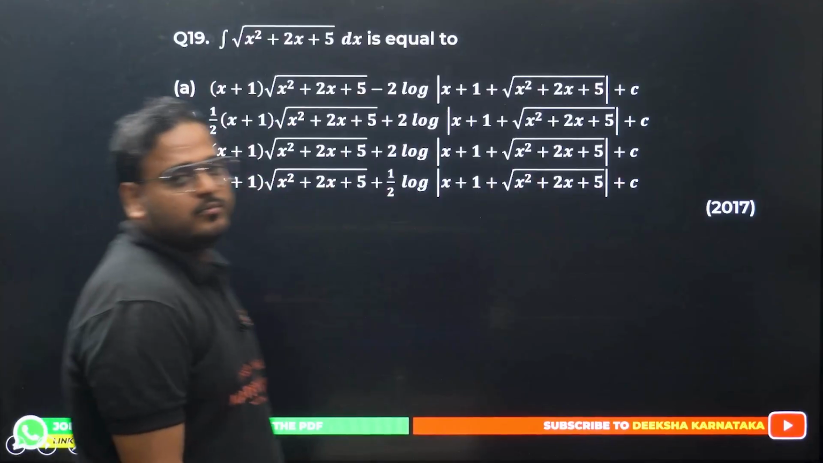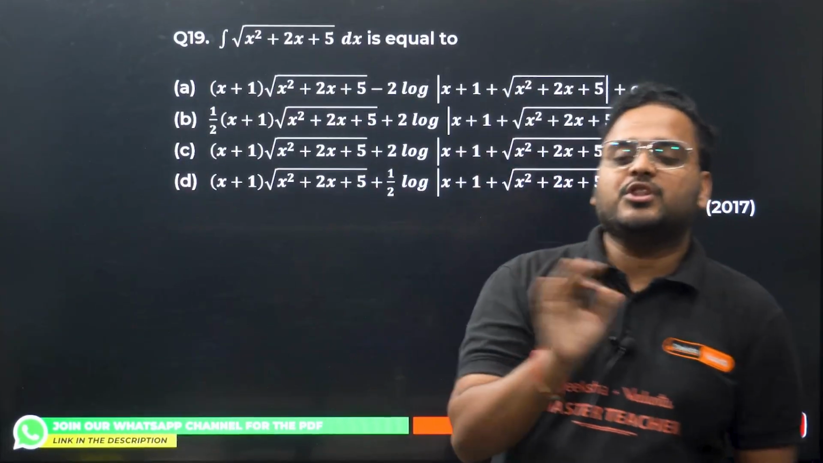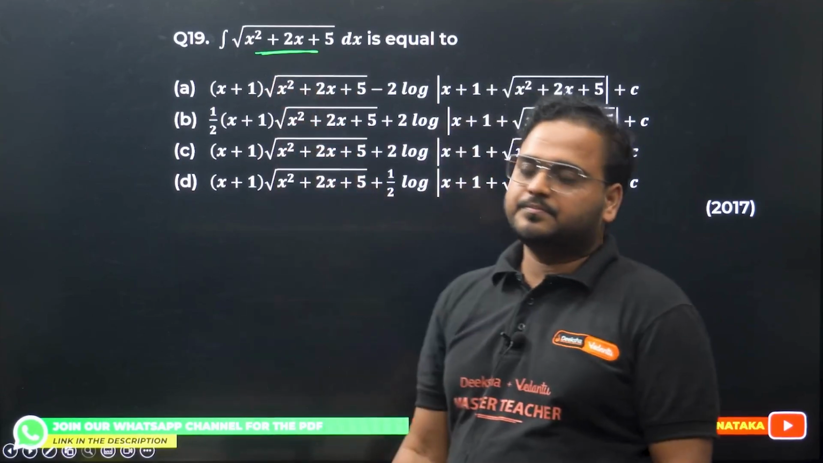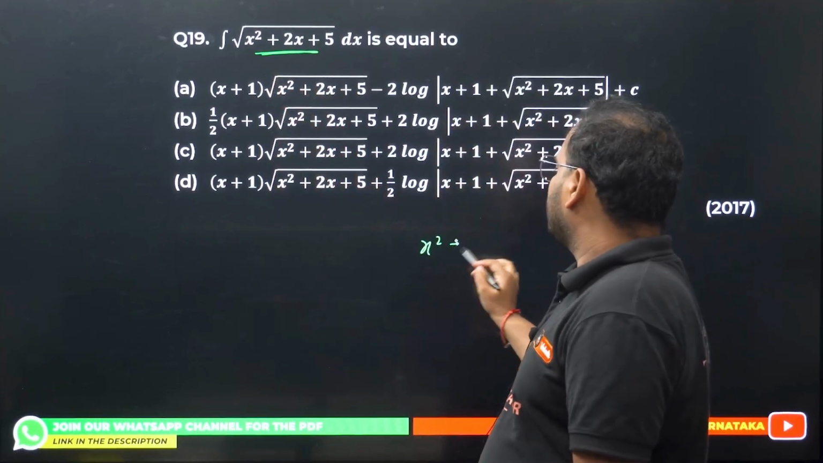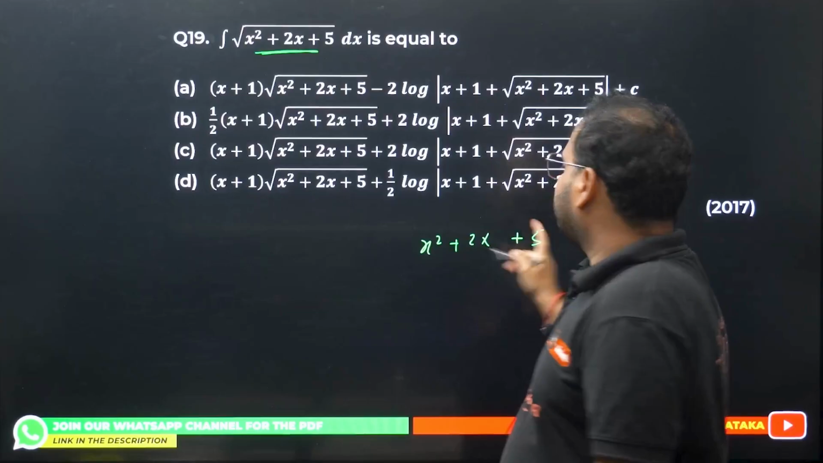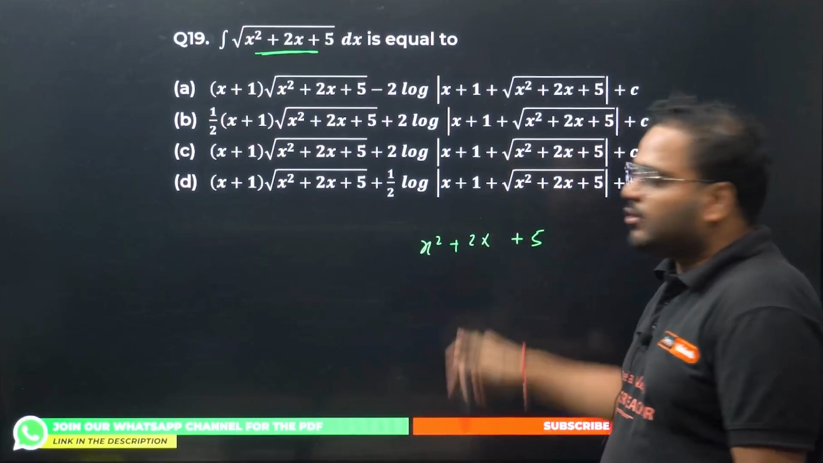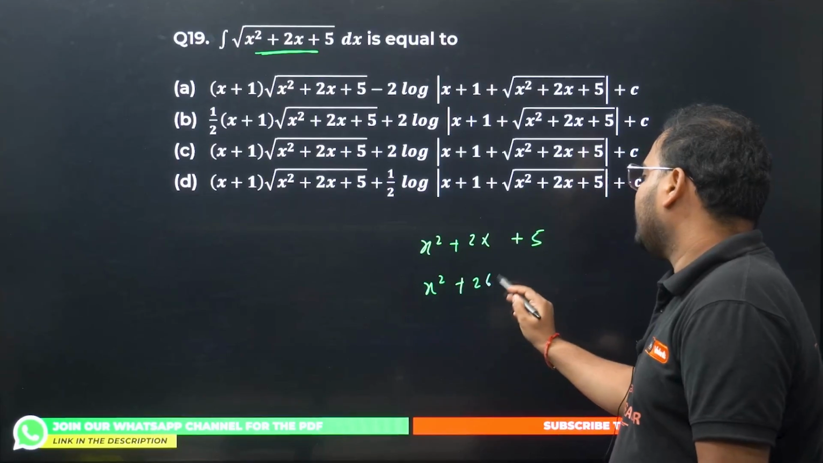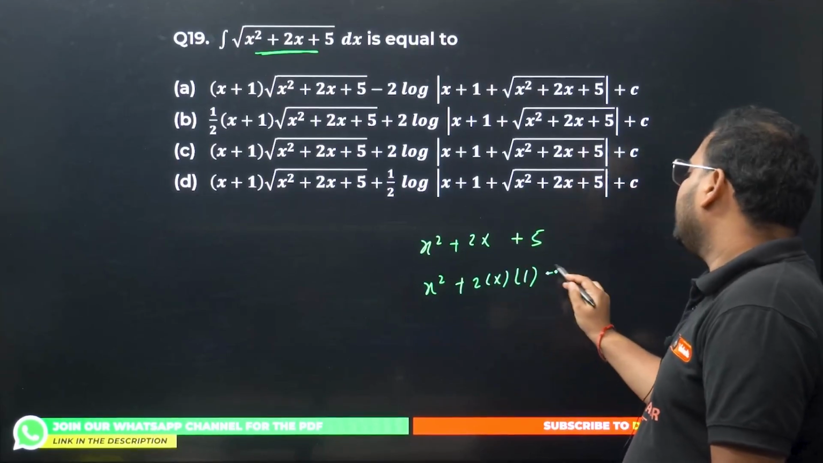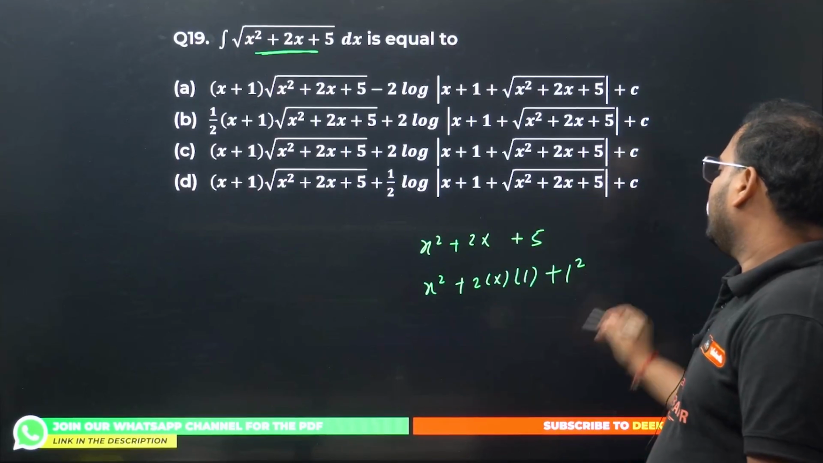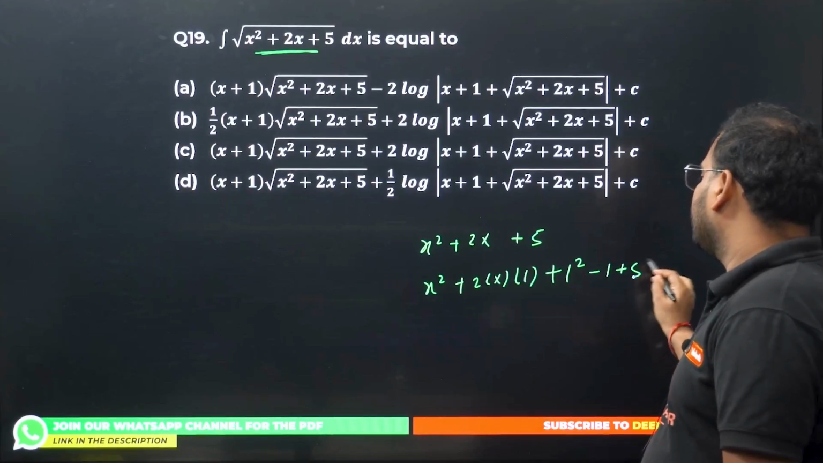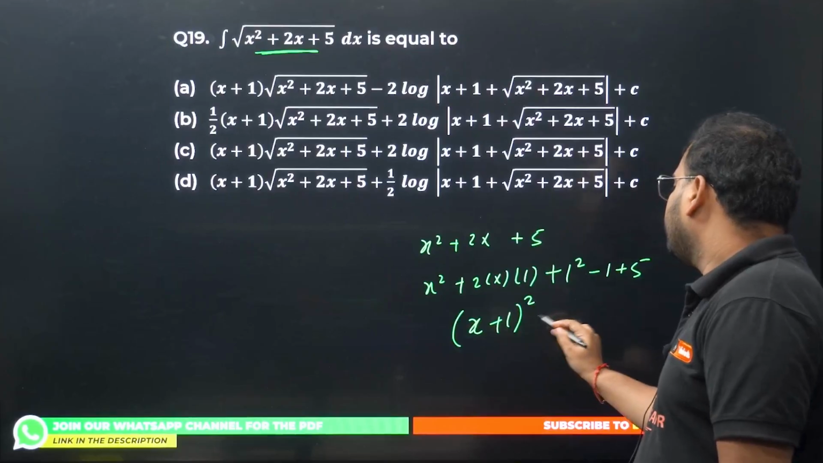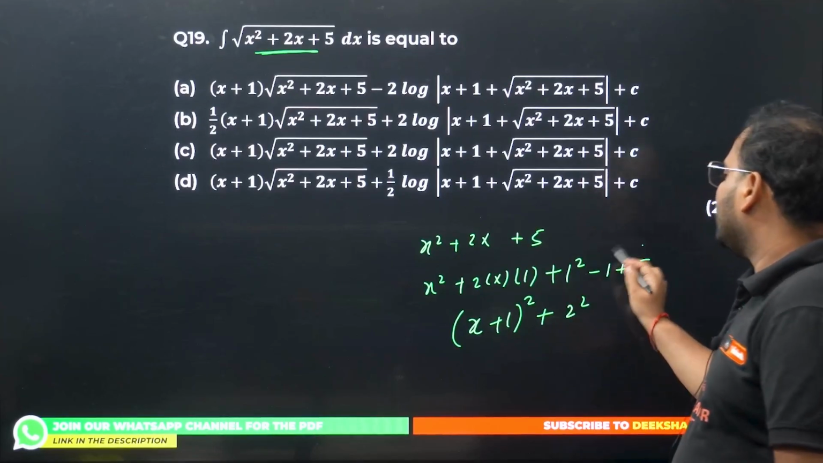Question number 19th now. This is a 5-second question. No step required. Look at this. What is the whole square over here? Let's look at this term, x square plus 2x. Forget about the plus 5. What's the whole square over here? Of course, x square plus 2 times of x into 1. It means it has to be plus 1 square. It means we have to do minus 1 plus 5. What is that? x plus 1 the whole square plus 2 square, because 5 minus 1 is 4.